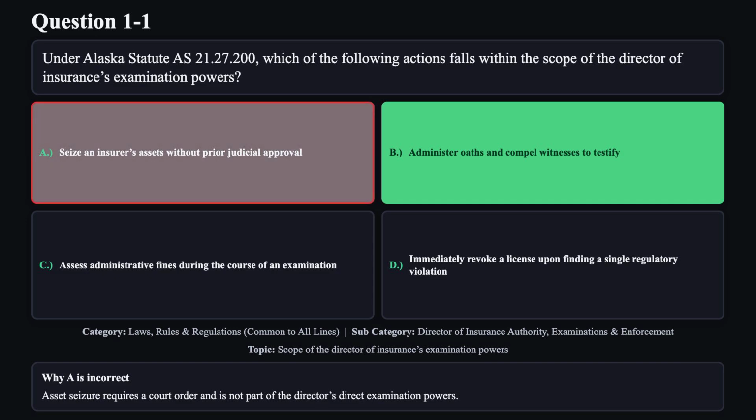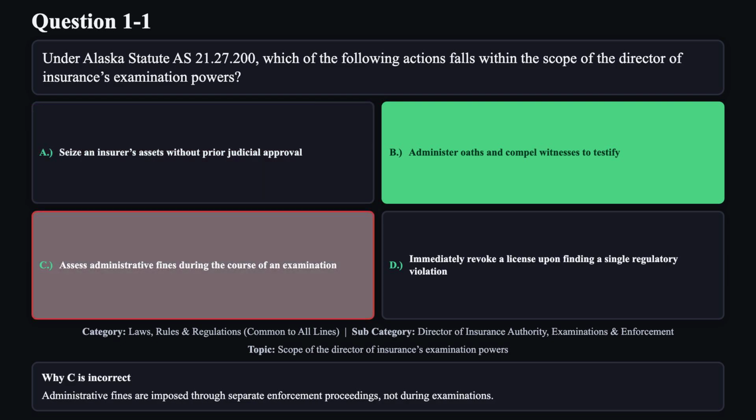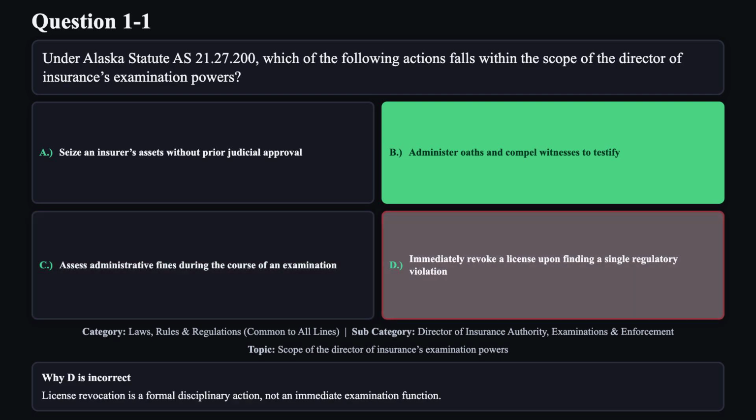Asset seizure requires a court order and is not part of the Director's direct examination powers. Reason C is not correct. Administrative fines are imposed through separate enforcement proceedings, not during examinations. Reason D is not correct. License revocation is a formal disciplinary action, not an immediate examination function.